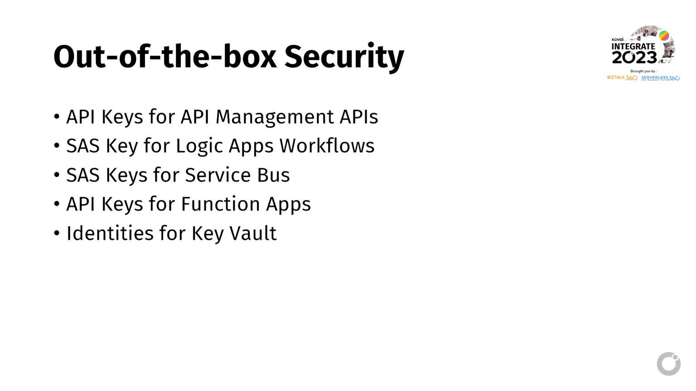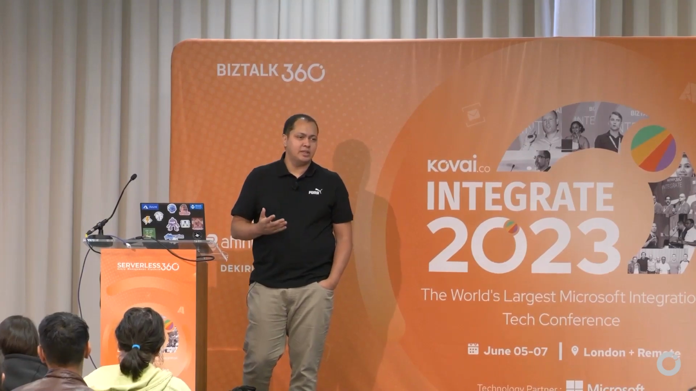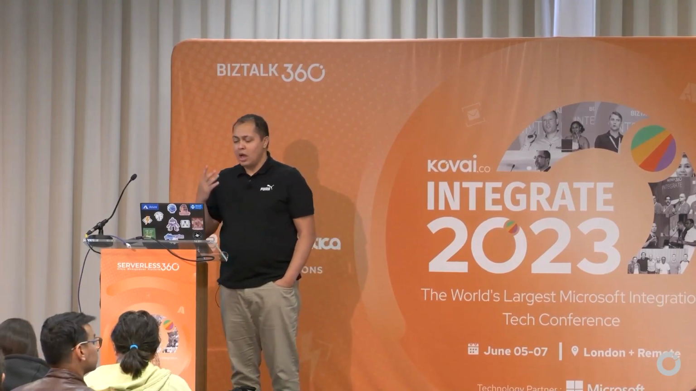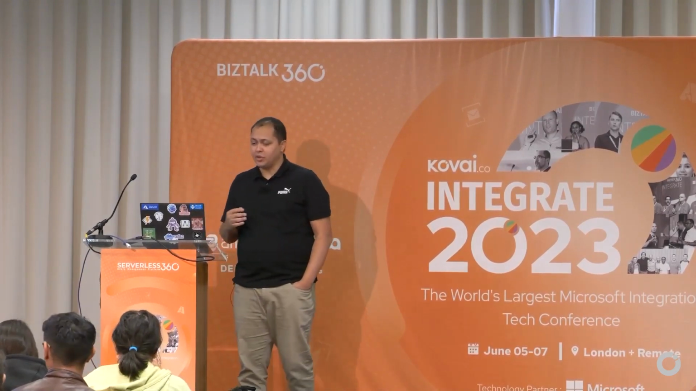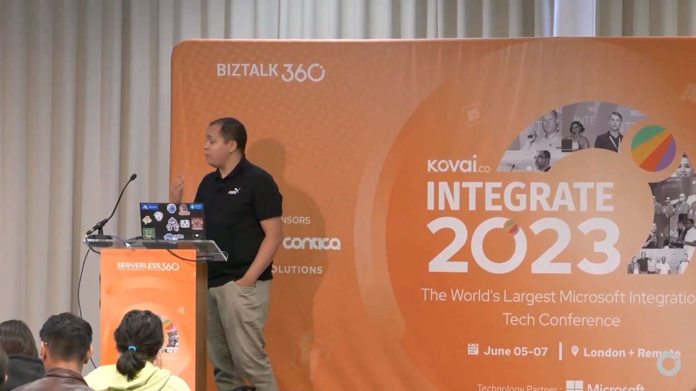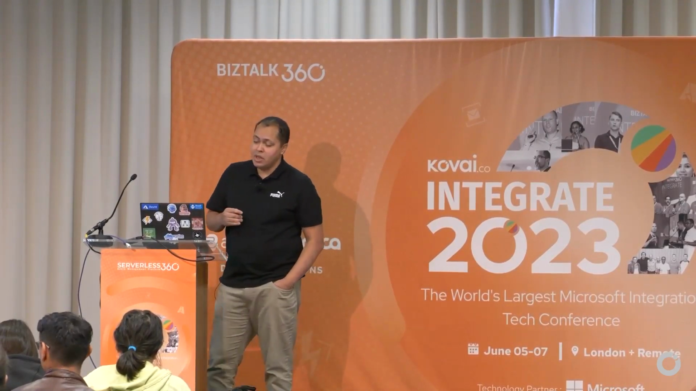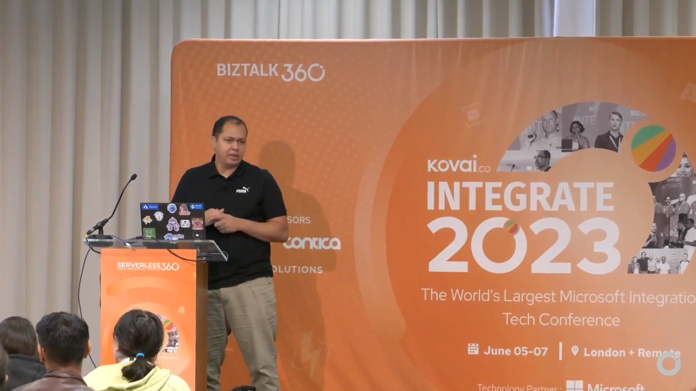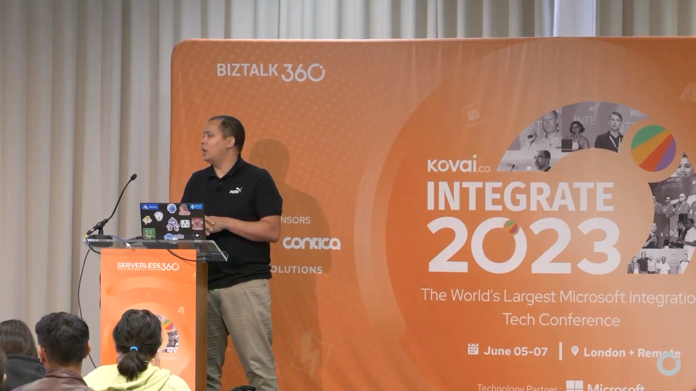Speaking of what we have in terms of security in our solutions when we install those services: logic apps, API management, service bus, function apps, and so on. Out of the box, most of the time it's going to be SAS keys. You have a SAS key for your workflows that you did with HTTP connectors in logic apps. You have SAS keys for service bus. You have API keys for function apps. You have API keys for API management. And for Key Vault specifically, we normally do it with identities. But that's more or less what we have out of the box.